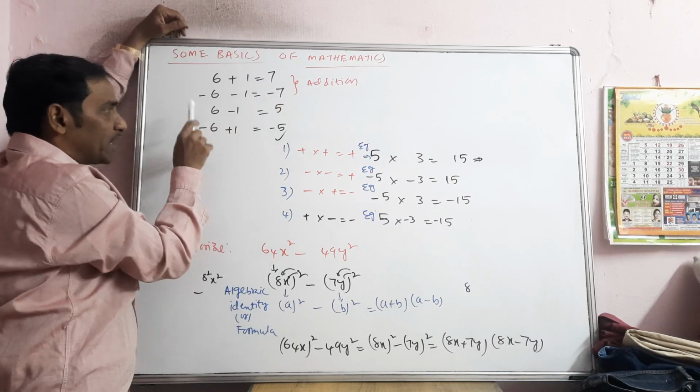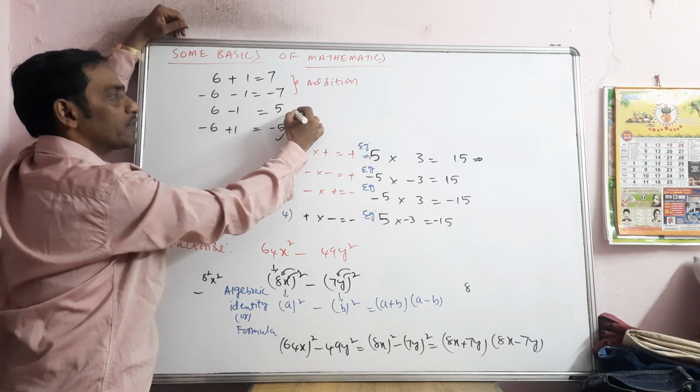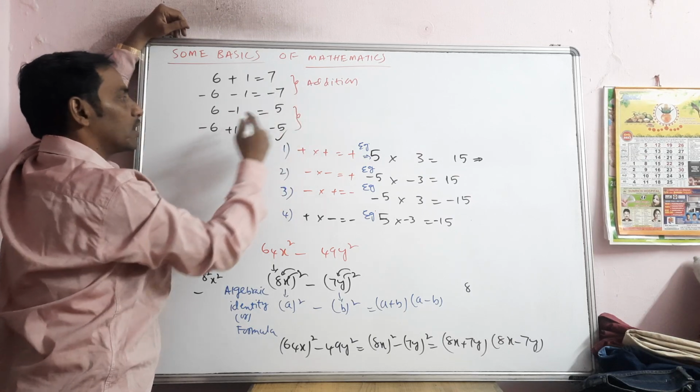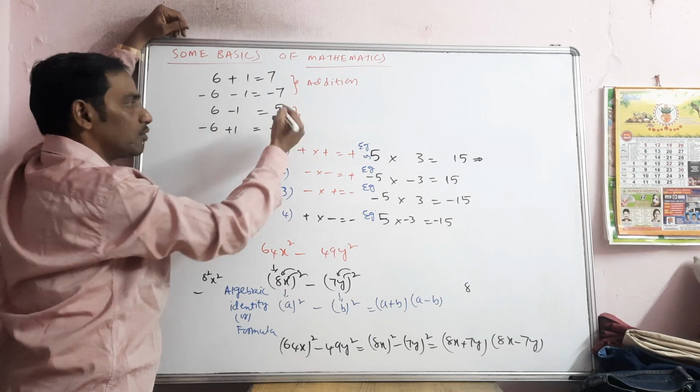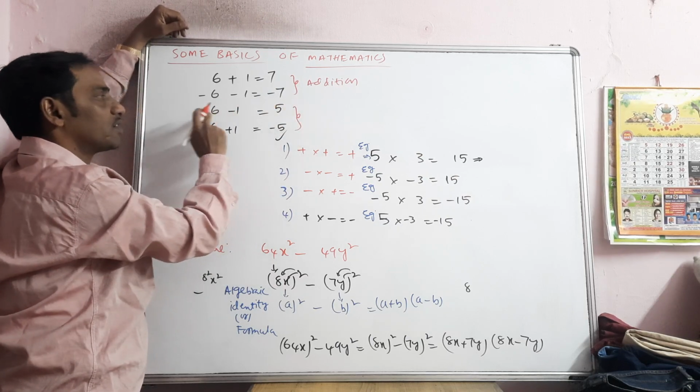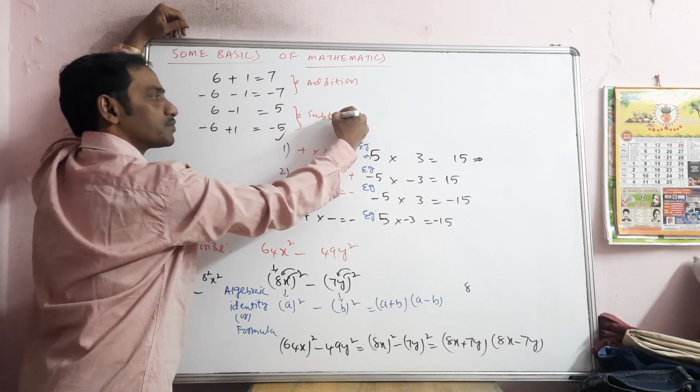Next, whenever you have different signs, see here plus 6 and minus 1, whenever we have two different signs, at that time we have to do subtraction, that is nothing but 6 minus 1 is 5. Then you have to keep the largest number's sign. The largest number is positive, so you have to write positive. So this will become subtraction.